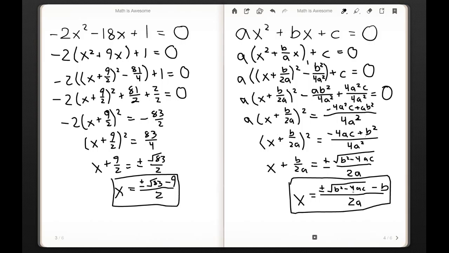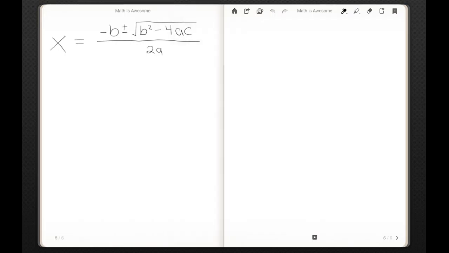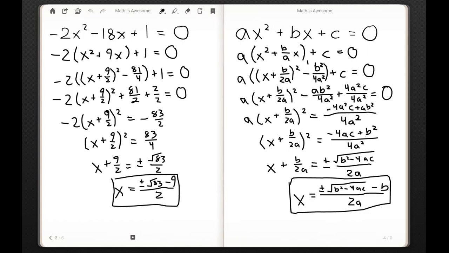This is a very important formula to commit to memory if you haven't done so already. Let me blow it up a bit so you can see it more clearly. x equals negative b plus or minus the square root of b squared minus 4ac all over 2a. And remember, a, b, and c are just the coefficients in front of x squared, x, and the constant c.